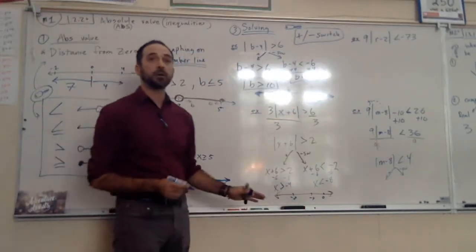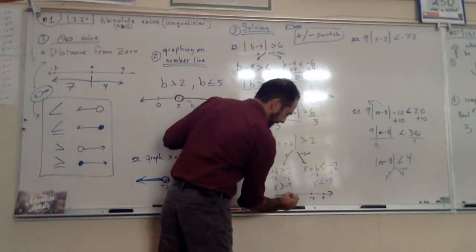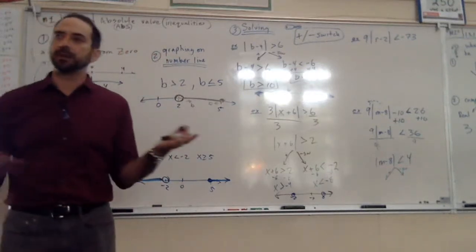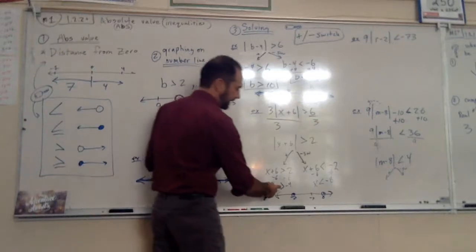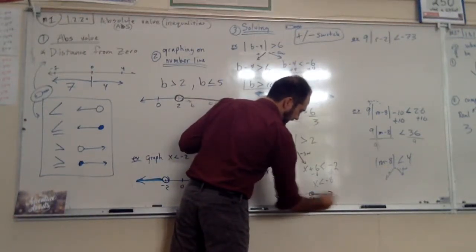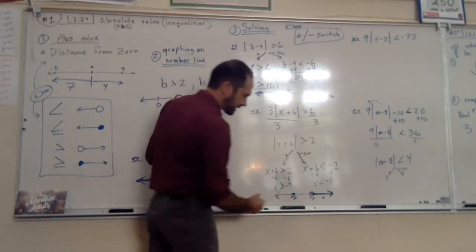Are these going to be open or closed dots? Open. Are the arrows going to go out, in, both to the left, both to the right? Out. Good. X is greater than -4. X is less than -8.